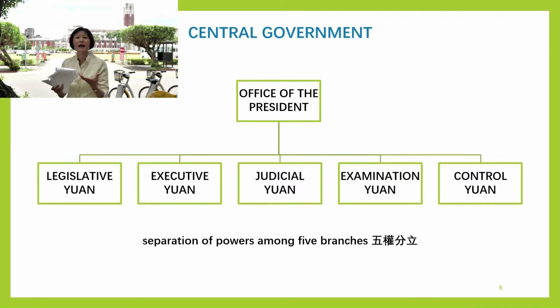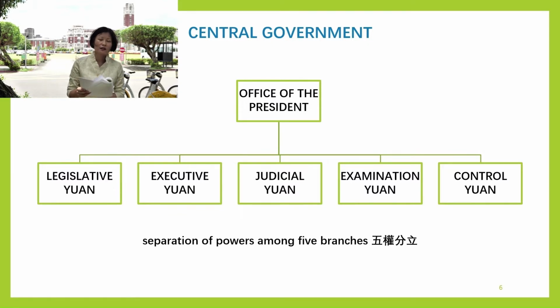So if we give all the powers just to one president or one party, it would be overwhelming power, and then it could easily be abused. So this is the thought of separation of powers to have a mutual check and balances. So the legislative yuan, obviously, they make the laws, they pass the laws. The executive yuan, they execute the laws, they implement the laws. And when there is a dispute in the implementation of the law, then we go to the judiciary.